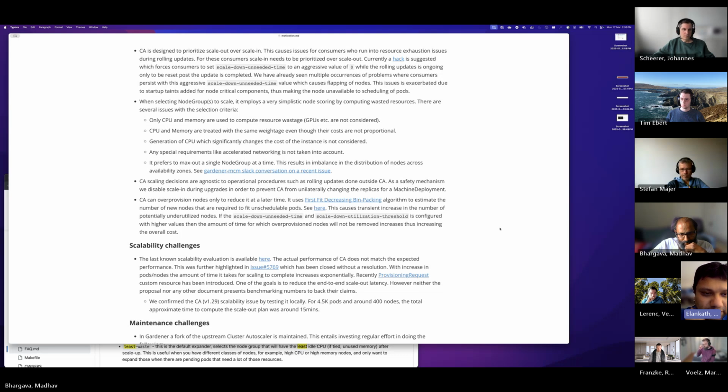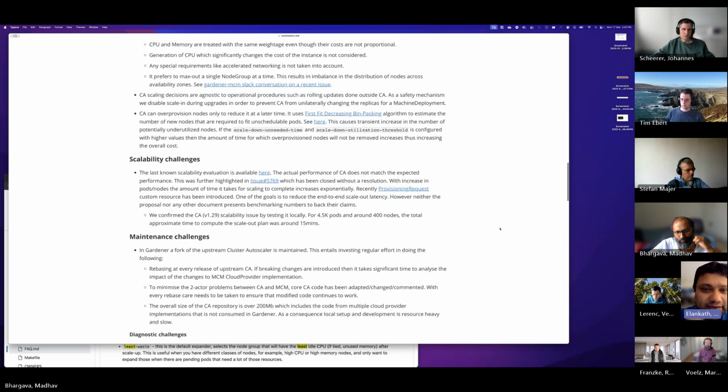Then this is also one problem, as Madhav pointed out: because of the first fit decreasing bin packing algorithm, it can over provision nodes. So CA tends to overscale, and then in the next loop it decreases the node group size. So you have a node flip flap, which is quite visible because some of the HANA colleagues always point out, why is this flapping? Why does it first increase the group size and then decrease it? Because there's a transient increase in the number of potentially underutilized nodes. And unless you have your scale down time aggressively configured, these nodes will be there for more time than what is needed.